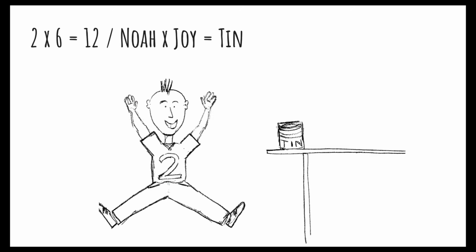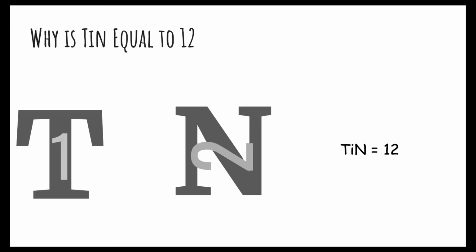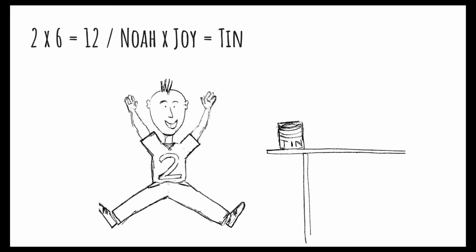This story represents 2 times 6 equals 12. Noah is 2, 6 is joy, as we have already seen. Tin is 12. So let's look at why tin is 12. The number 12 can be represented using the major system, using the letters T for 1 and N for 2. And if I put a vowel in between T and N, they can come together to form the word tin. Thus, tin represents the number 12. So, Noah times joy equals tin.